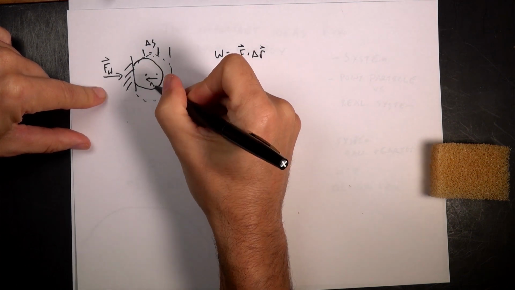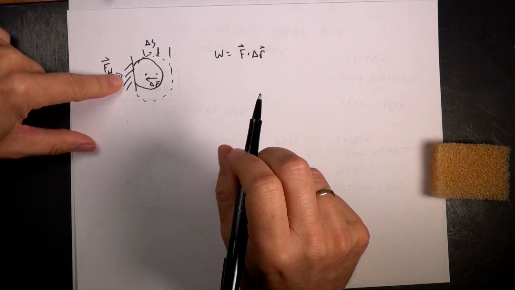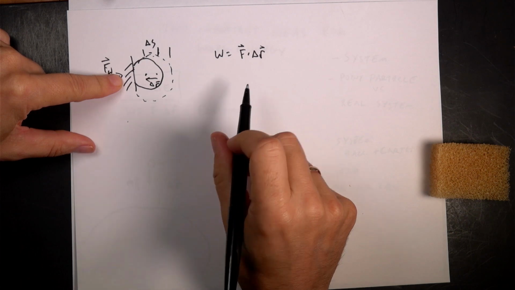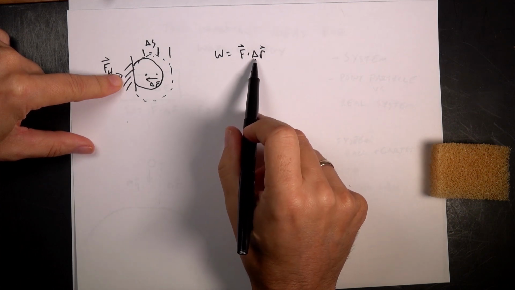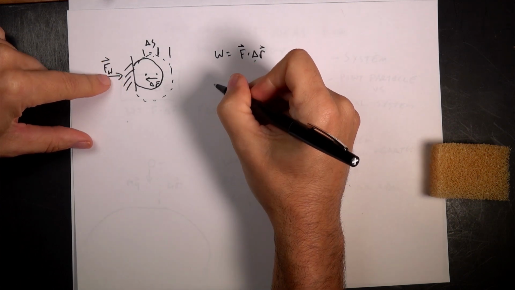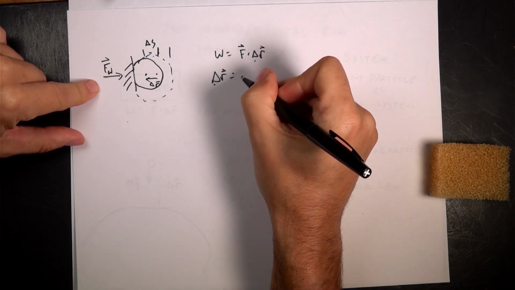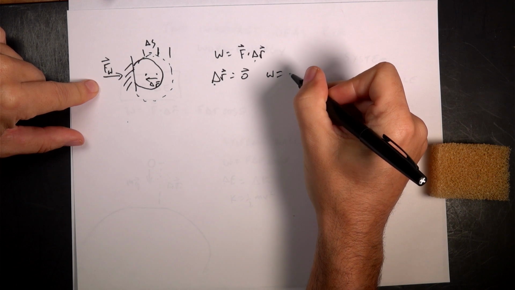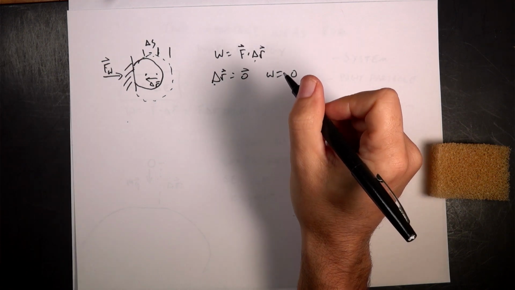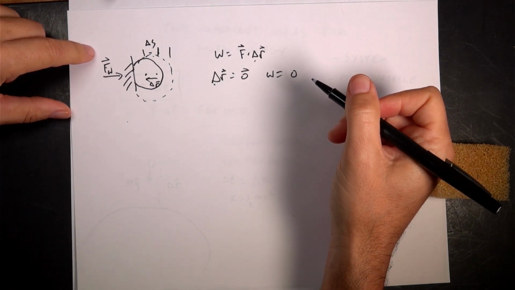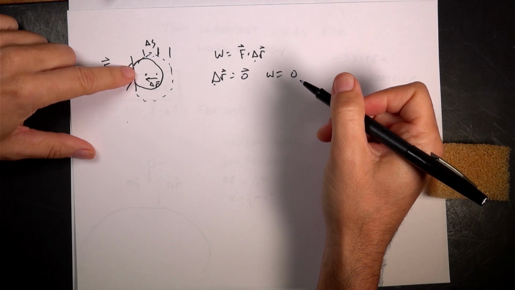So that's delta R. But the force doesn't actually move. So delta R is actually 0, because this is how far the force is moved. So delta R is the 0 vector, so work is 0. So then why does the thing stop?